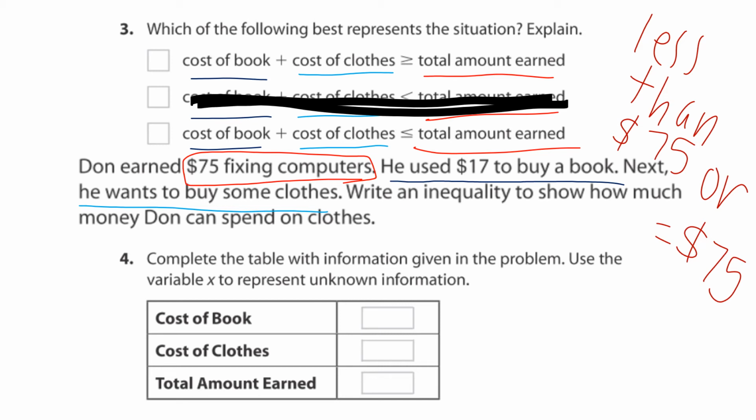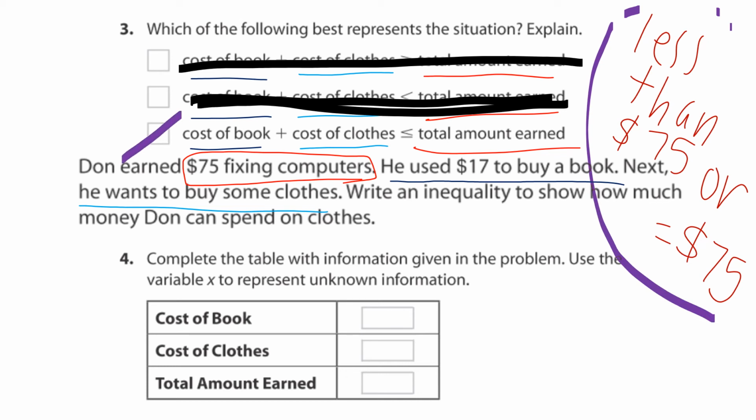So if we read this first one, the way you would read it is cost of book plus cost of clothes is greater than or equal to total amount earned. We do not want the cost of his book or clothes to be greater than the money earned. Let's check this last one. Cost of book plus cost of clothes is less than or equal to the amount earned. Exactly. We need it to be less than or equal to 75. So this third one is going to be the correct answer.